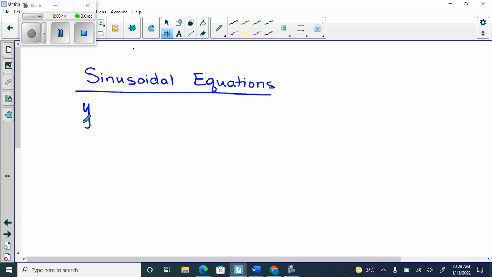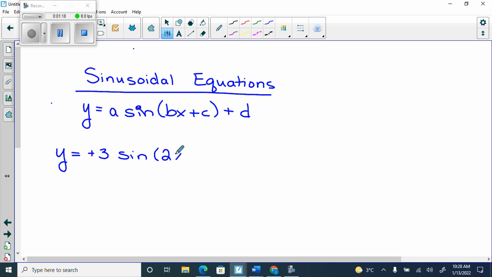So if we look at y equals a sine bx plus c plus d. That's our equation in general form without anything filled in, correct? Now if we go y equals, we'll just go positive 3 sine 2x plus 1 minus 2.